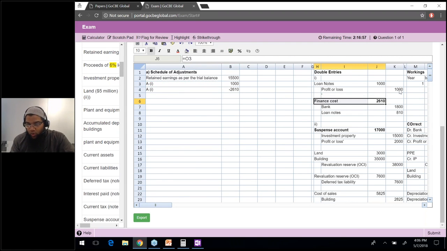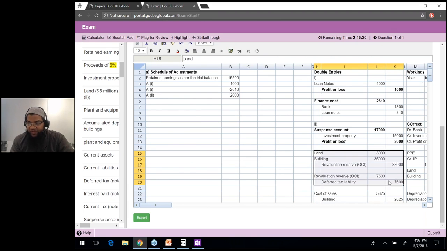And I'm making this bold. The bold basically means that we have incorporated the impact of this, so that we can have control over which impacts have been incorporated and which impacts have not yet been incorporated. In adjustment number two, we have credited P&L. So this will be plus 2000. And I'm making this bold again. So this means that this has also been incorporated.